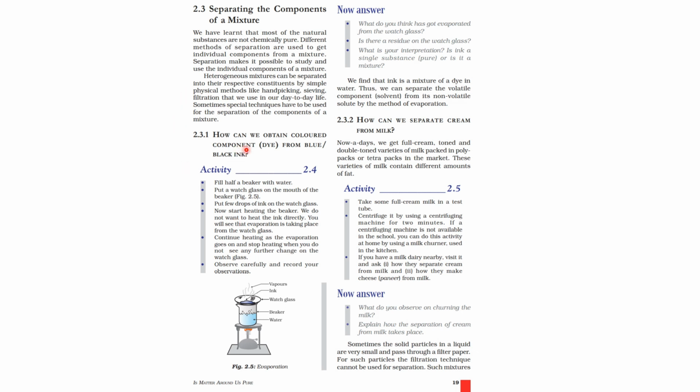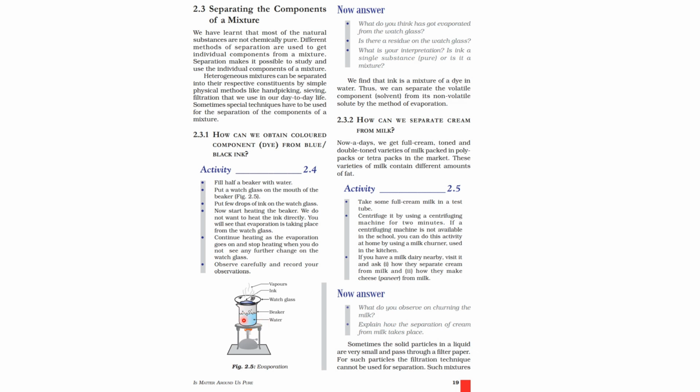So, separation of mixture: how can we obtain the colored component dye from blue or black ink? For this, the materials required are a watch glass, ink (blue or black), a beaker, a burner, and a stand. Now, let's check out the procedure.